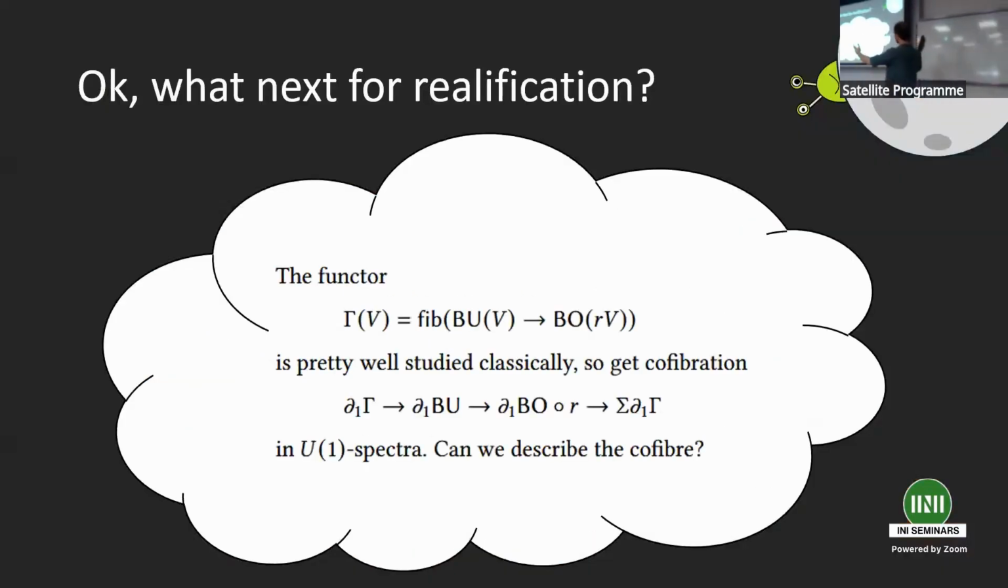And I'll just get through maybe what we don't do next also. So there's a functor, gamma, which is the fiber of the map that I've just been talking about. And that's pretty well studied classically. So you can slot the first derivative of gamma into a cofiber sequence in equivariant spectra, like so. And I would love to know, many people in this room know much more about this than me, if there's a good way of taking a good description of this map and obtaining from it a good description of this spectrum. That would be a nice thing to be able to answer.